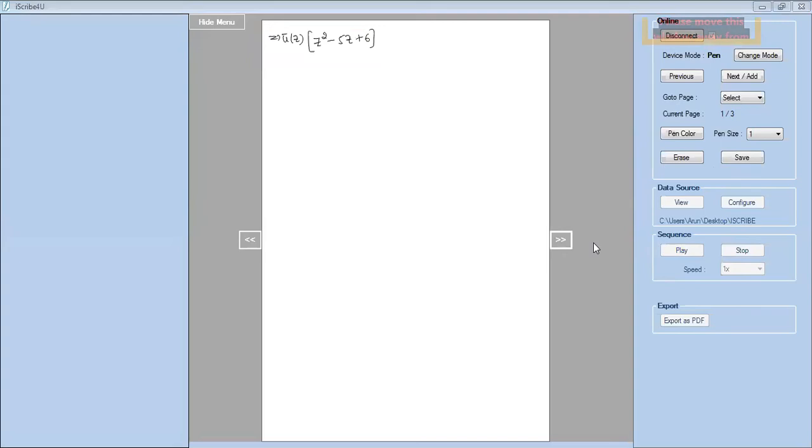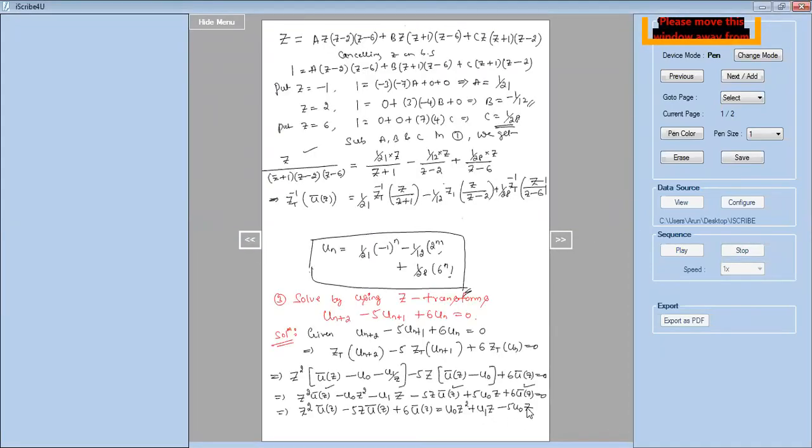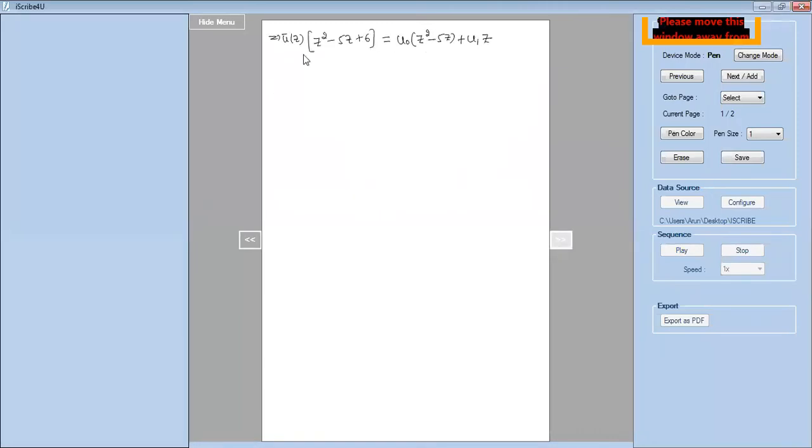So then is equal to the right hand side. If I take u naught common, we get z square minus 5z plus u1 into z. U naught is common from first and last. So this implies u bar of z equals u naught into z square minus 5z plus u1 into z, divided by the denominator z square minus 5z plus 6.